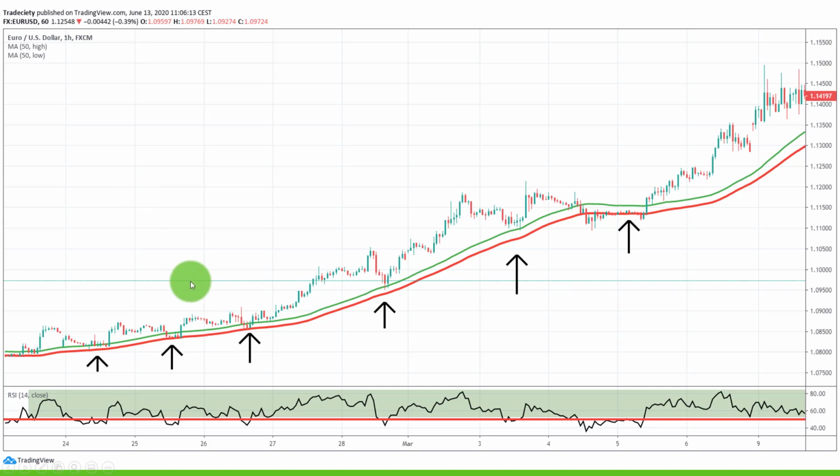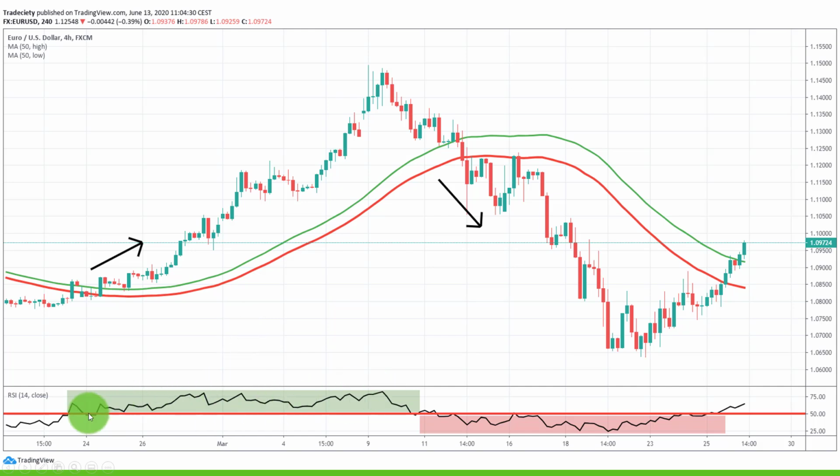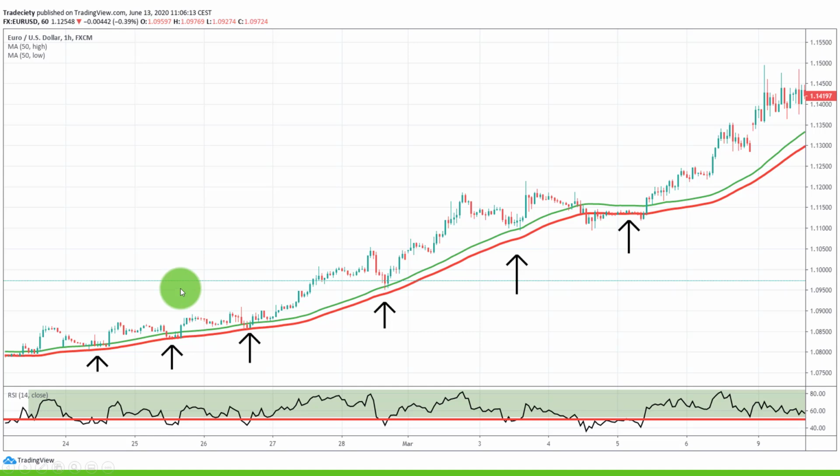Pullback trading is generally considered a very, very good and exact trading approach. So what you want is that as long as the market on the higher time frame is still in bullish mode, you're looking for bullish entries. And those happen when the market dips back into the moving average channel and then moves away from it or crosses back above 50. And this happened multiple times.